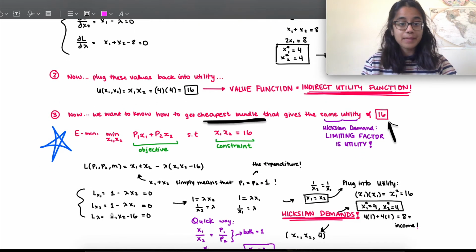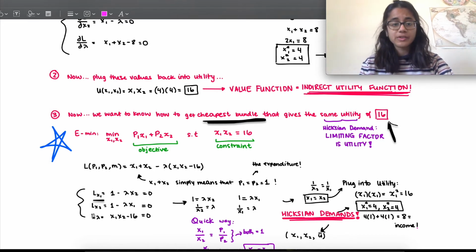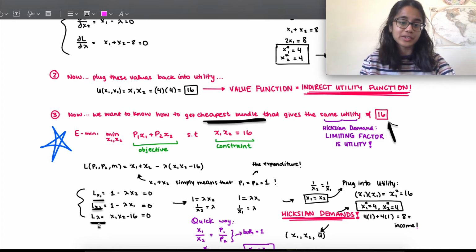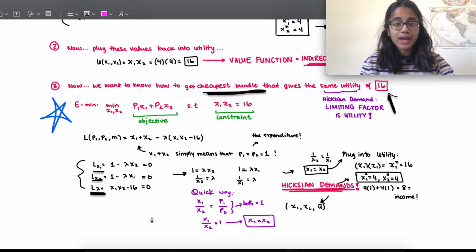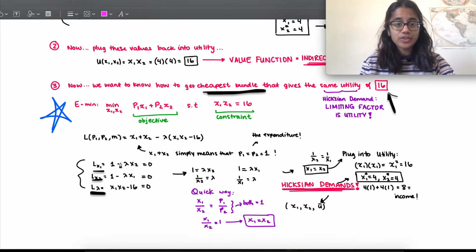I did the same as before. I do my Lagrangian. I take the partial derivative with respect to x1, the partial derivative with respect to x2, and then the partial derivative with respect to lambda. When you take all the derivatives and cancel that lambda out, you end up getting these two.